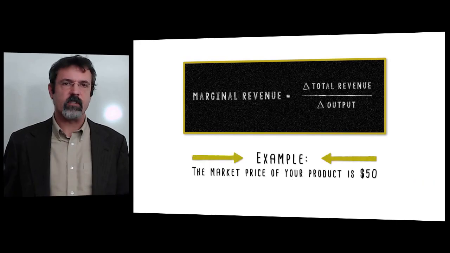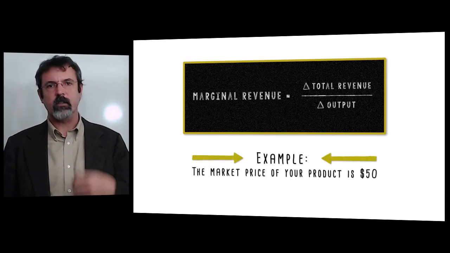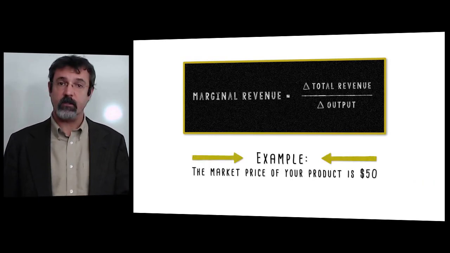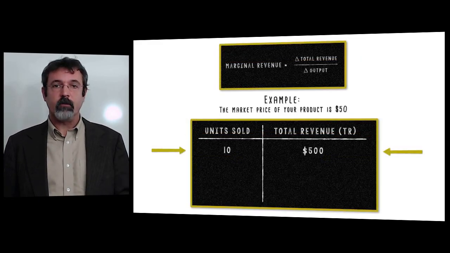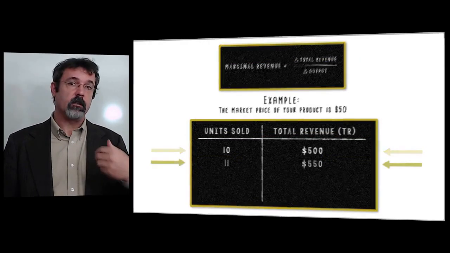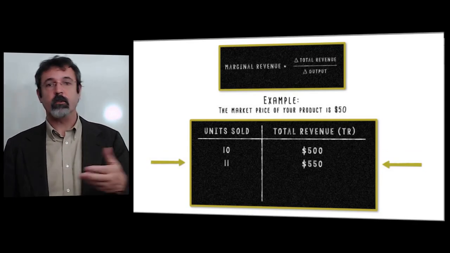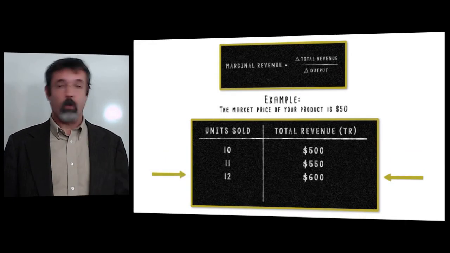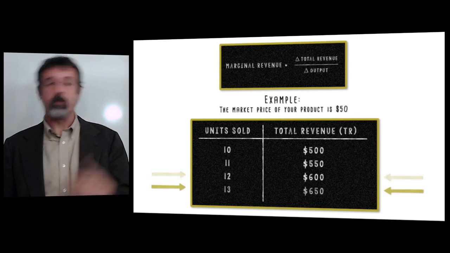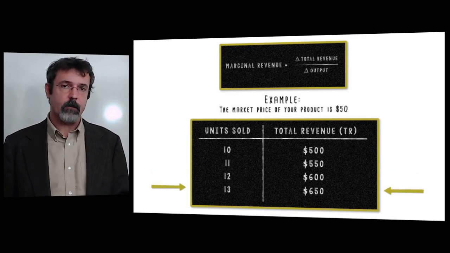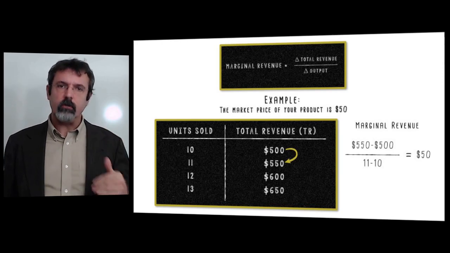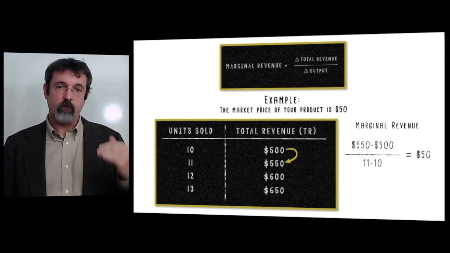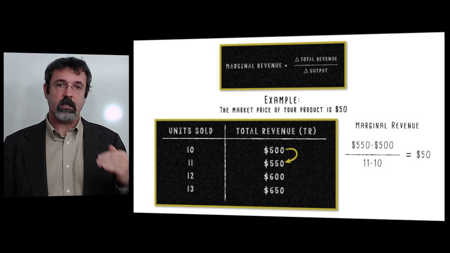Let's suppose, for example, that you are a price taker and you sell your product at a price of $50. If you sell 10 units of your product, you make revenue of $500. If you sell 11 units, you make revenue of $550. 12 units earns you $600 and 13 units earns you $650. We can compute the marginal revenue of each unit. It's the change in the total revenue divided by the change in the output.